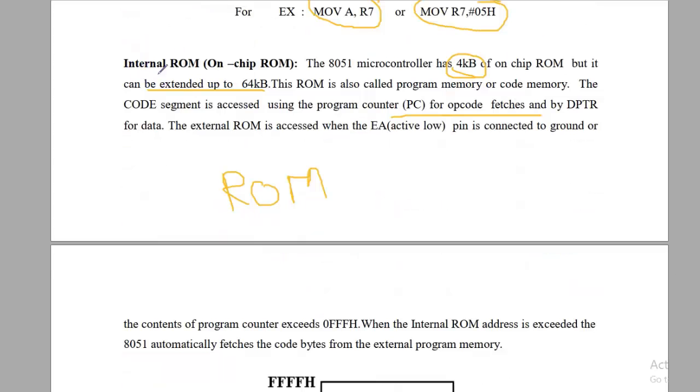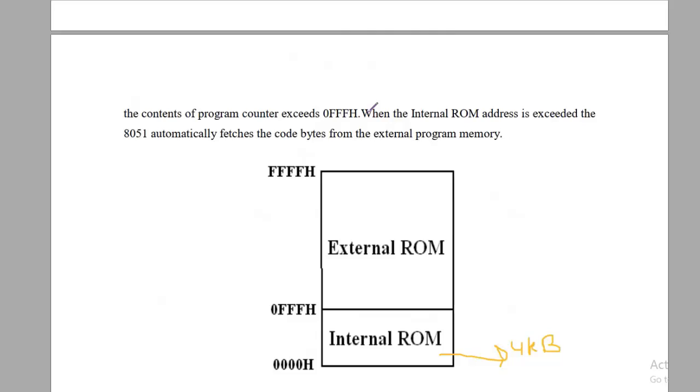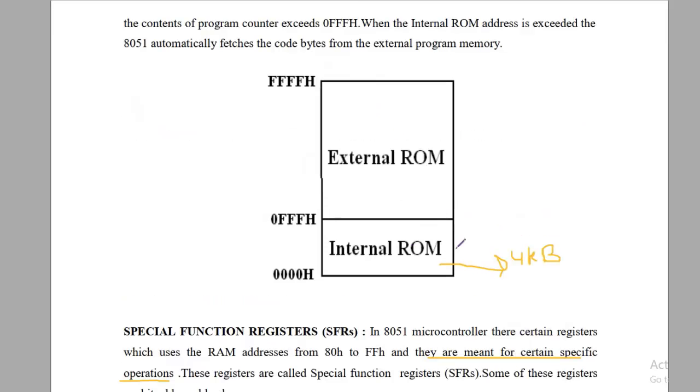Now let's talk about the internal ROM. The internal ROM is 4 KB on chip, and it can be extended up to 64 KB. So you can extend up to 64 KB. This is the diagram of ROM. It is 4 KB, but if you want to extend, it can be extended up to 64 KB.